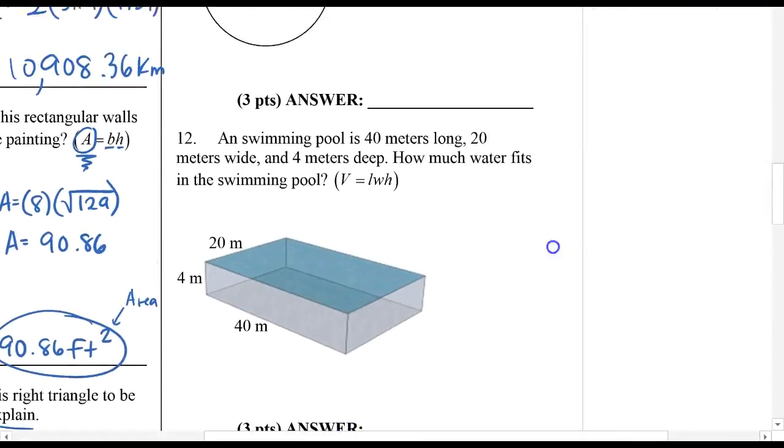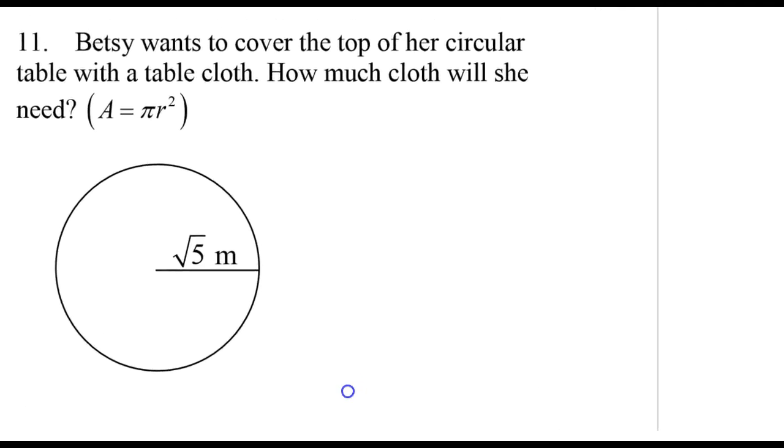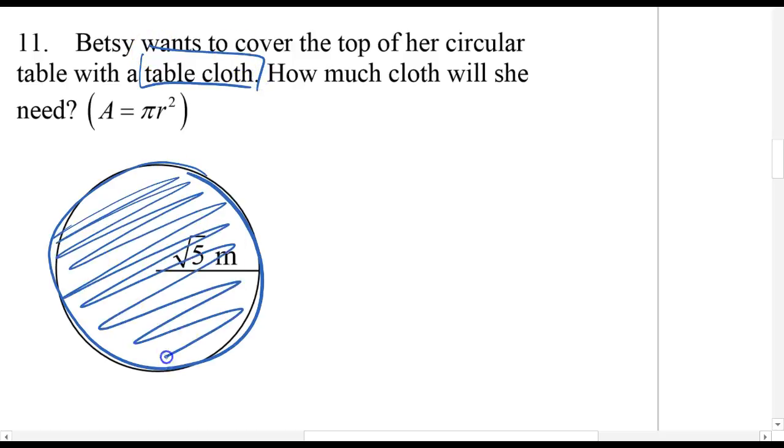Now going up to number 11. Betsy wants to cover the top of her circular table with a tablecloth. So remember, this is a table. It's just in the shape of a circle. Okay, so this is the top of the table. She wants to cover it with tablecloth. So that means she wants to cover all of this space with a tablecloth. Okay, how much cloth will she need?